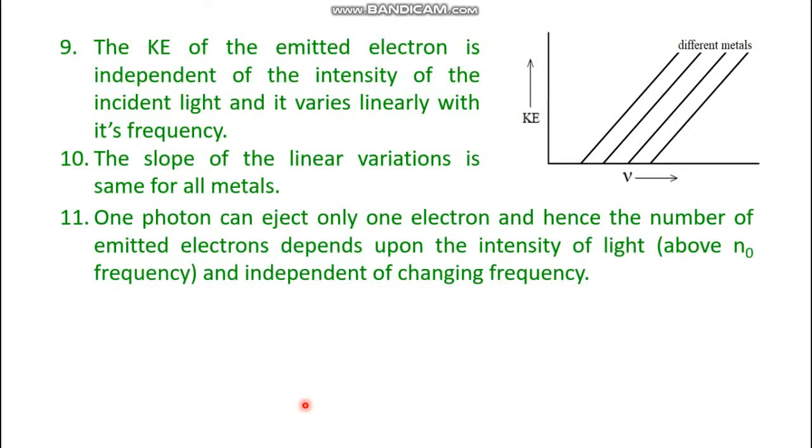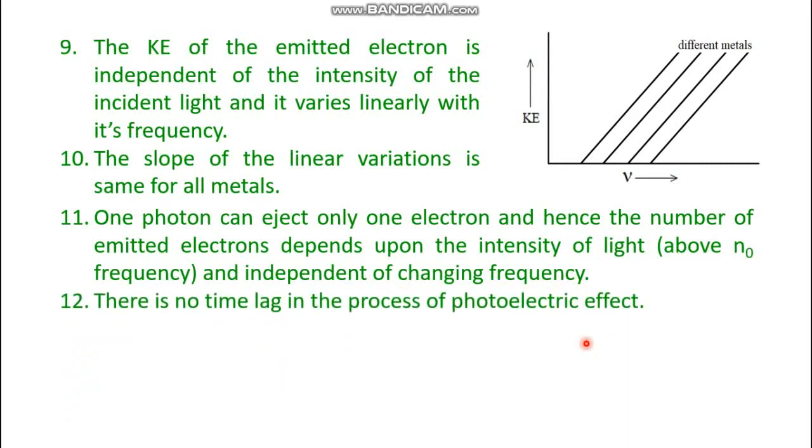Number 11, one photon can eject only one electron, and hence the number of emitted electrons depends upon the intensity of the light, definitely above nu 0 frequency. This is actually not n0, this is nu 0, a typing error. It is independent of changing frequency. Number 12, there is no time lag in the process of photoelectric effect. That means, just like kicking a ball, it immediately gets dislodged and moves forward. Same thing here: there is no time lag between hitting the electron and ejecting the electron.